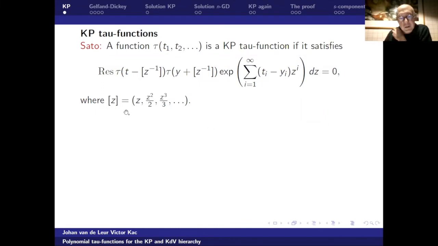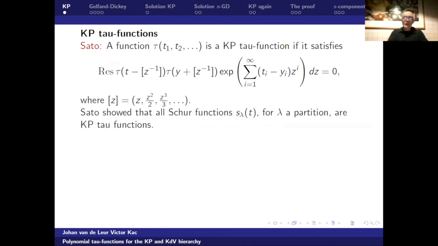And I use the notation which was introduced by Sato and by Date, Jimbo, Kashiwara and Miwa. This was sort of a shift in these times. So there are infinitely many times, t1, t2, etc. And this is sort of a shift. And already in the beginning, Sato showed this around 1980, I think. And already then he showed that all the Schur functions, which are connected to partitions, are KP tau functions.